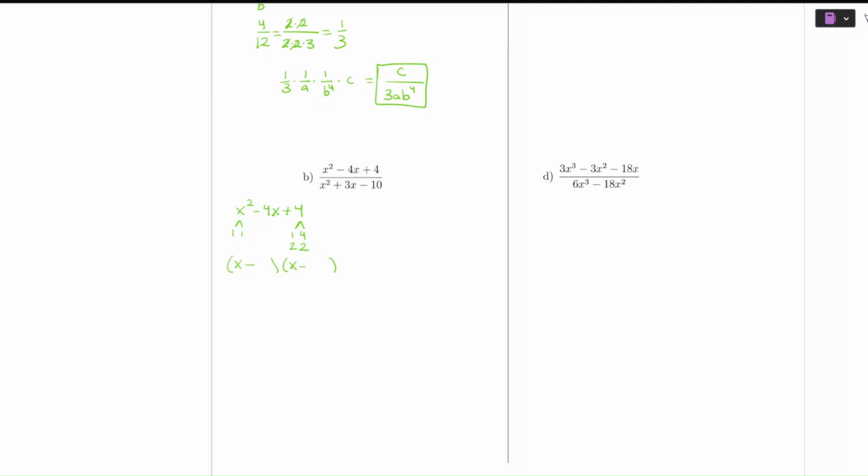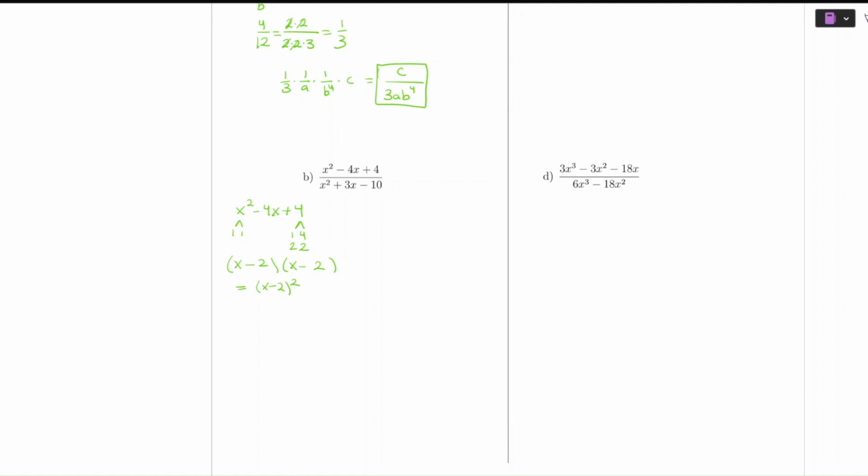Okay, so then we can just try terms. So, if we had 1 and 4, well, that would be negative x minus 4x, which does not equal negative 4x. So it's going to be our other option, right? So x minus 2, that gives us minus 2x minus 2x equals negative 4x. And then this can be written as x minus 2 squared, because they're the same factor.